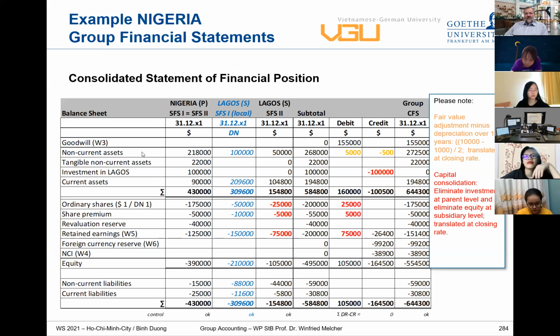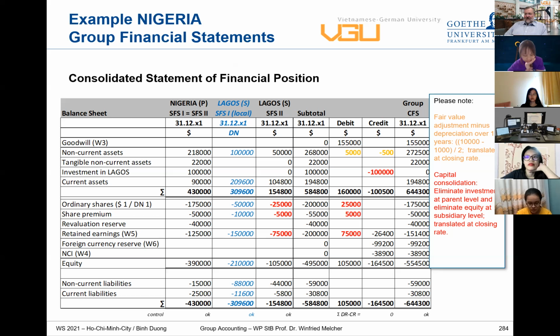So that is translated at the closing rate. So we have the non-current assets of Lagos. And so we translated those 100,000 by 2, and we get 50,000. So we have a subtotal of 218 plus 50,000. So don't add the dinars because these are bananas. We want to add apples only.